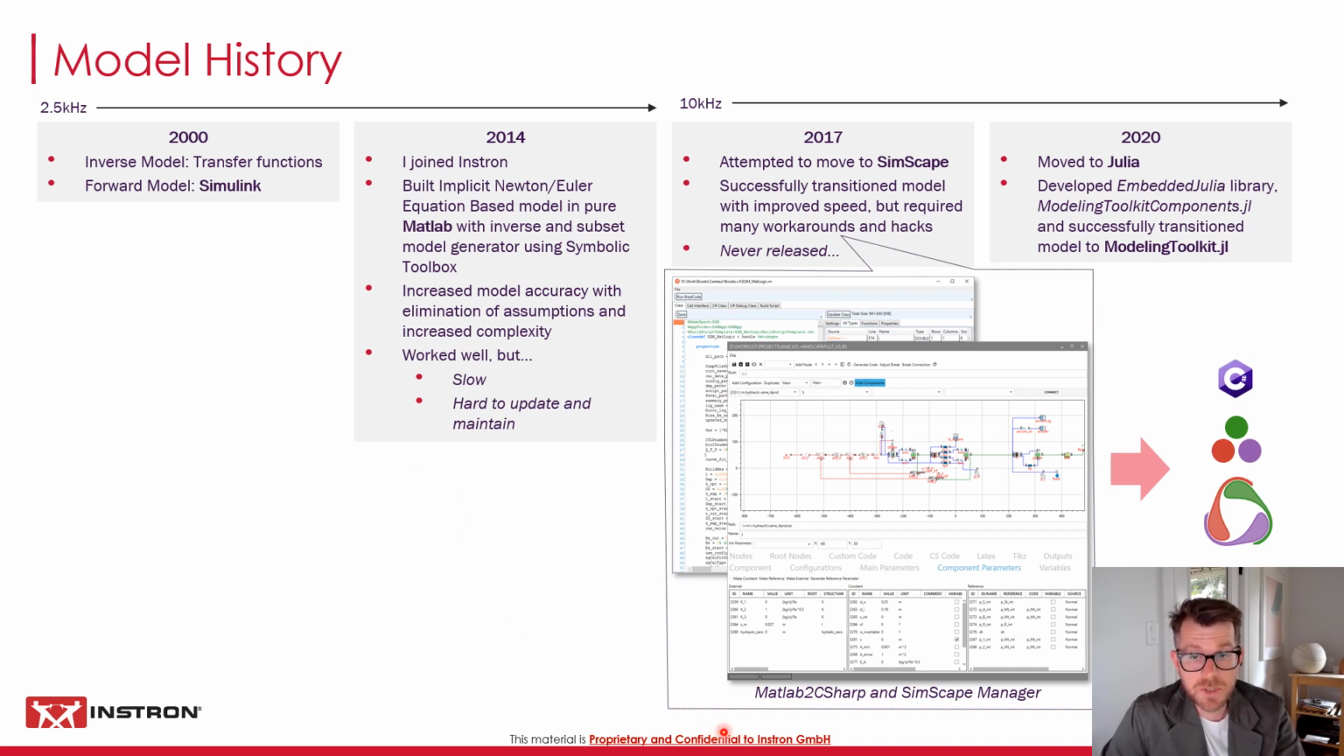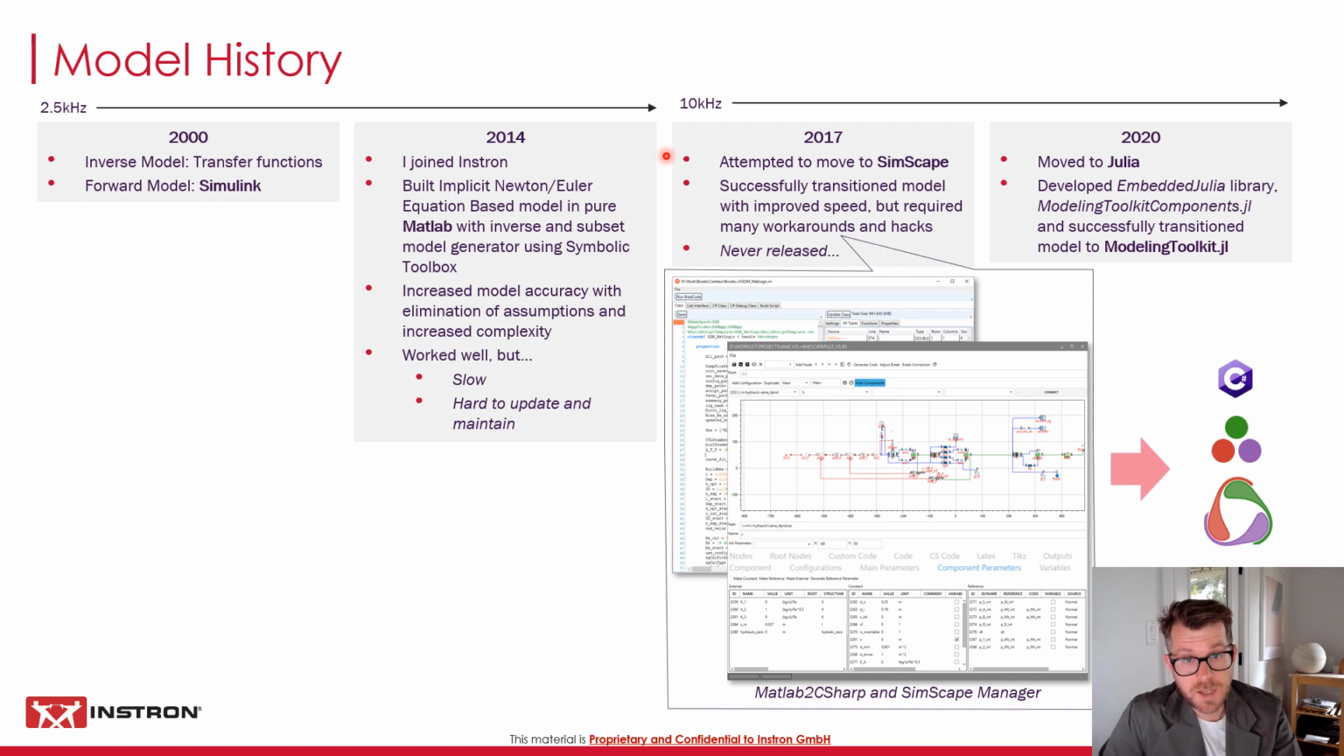So Simscape was then attempted to provide an acausal type modeling framework as we moved to a higher rate controller, and we hope to increase the model rate as well. So this worked well, but it required a lot of workarounds, and the biggest challenge, of course, coming from the dual language problem. And this is essentially what motivated me to move to Julia.